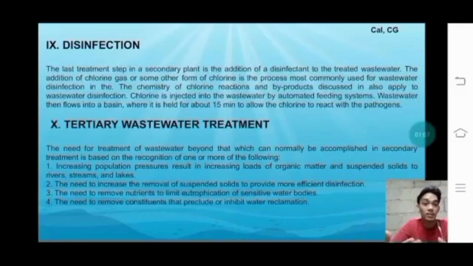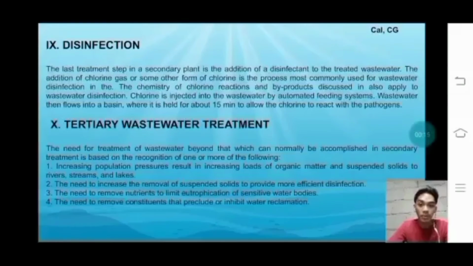Chlorine is injected into the wastewater by automated feeding systems. Wastewater then flows into a basin where it is held for about 15 minutes to allow the chlorine to react with the pathogens. Then, tertiary wastewater treatment. The need for treatment of wastewater beyond that which can normally be accomplished in secondary treatment is based on the recognition of one or more of the following.